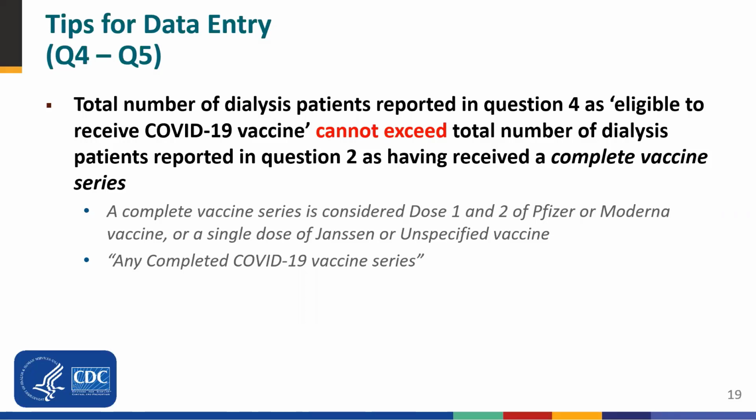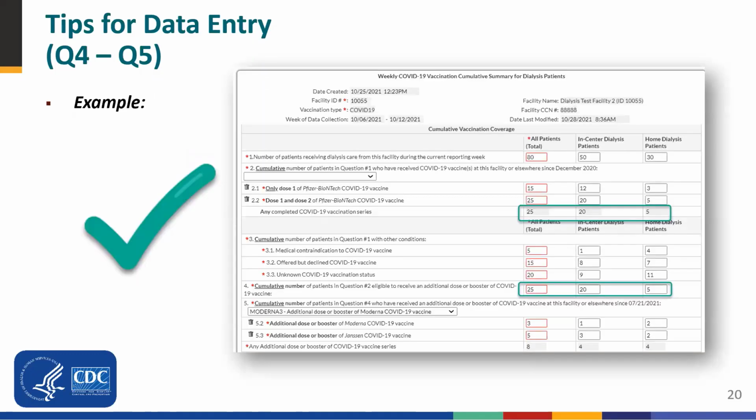An individual who has received a complete vaccine series has received dose 1 and 2 of the Pfizer or Moderna vaccines, a single dose of the Janssen vaccine, or received a complete unspecified manufacturer vaccine. This is auto-calculated in the NHSN system and displayed as any completed COVID-19 vaccine series. So in this example, an error is not generated since the numbers entered for question 4 do not exceed numbers entered in question 2.